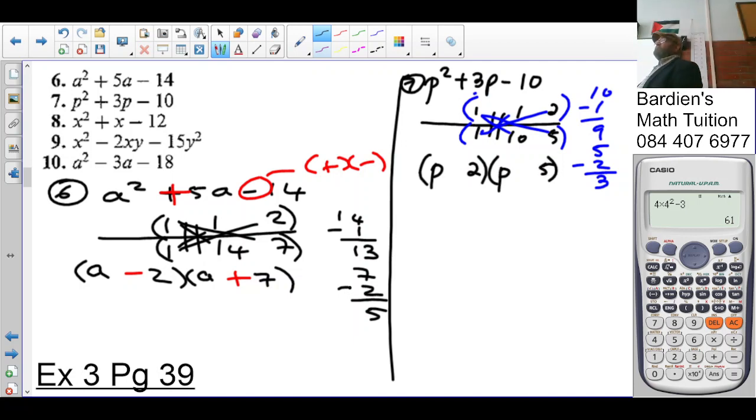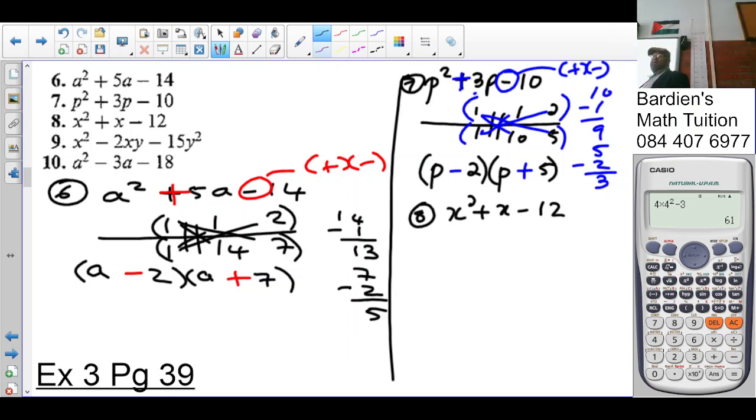What about our signs? Same sign? No, opposite sign. So one must be plus and one must be minus. But the bigger product takes the sign of the middle term. So the middle term is positive. So what is going to be? The 5 is going to be positive and the 2 is going to be negative. You guys understand? Am I moving too fast? No. Okay.